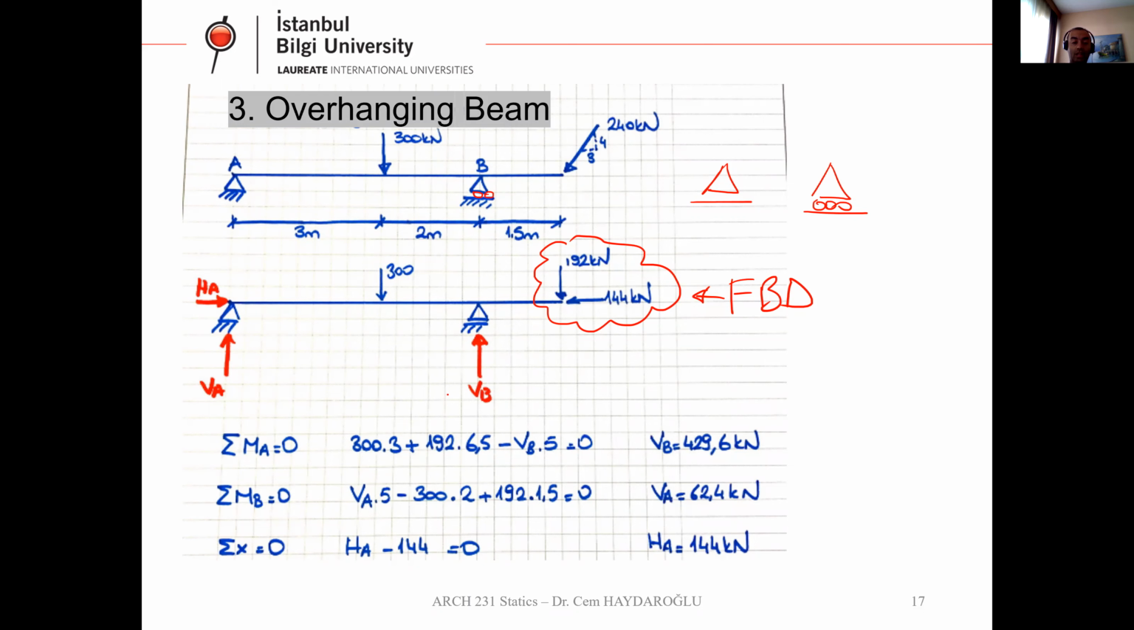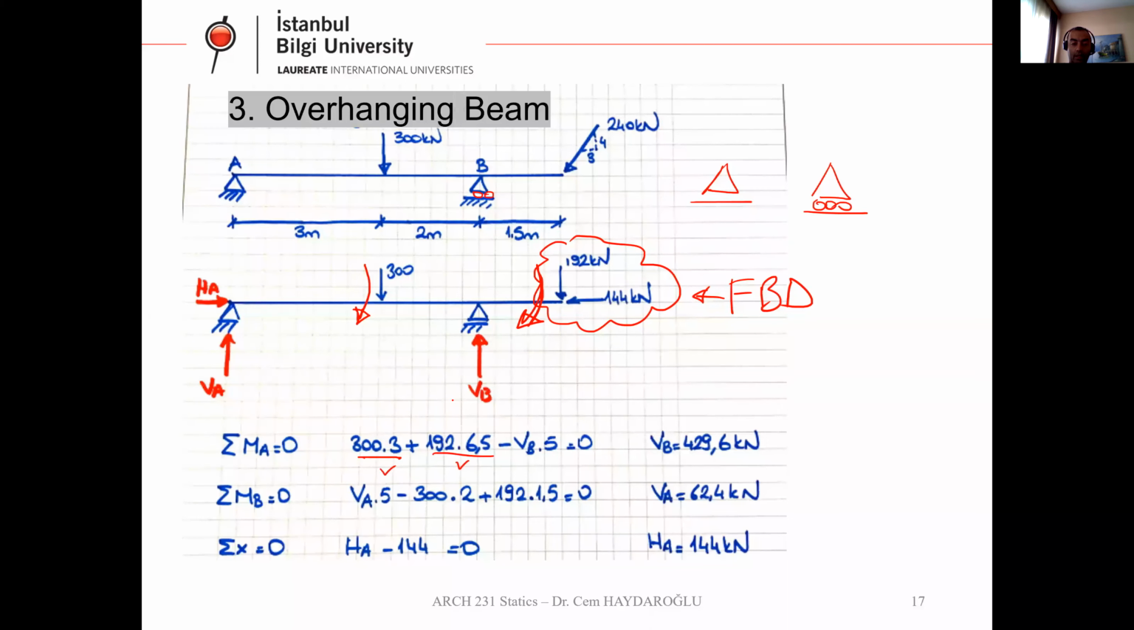Let's write the total MA. That means total moment at point A. Here we can write this force 300 rotates the system in this direction. So moment is 300 times 3. And here I have 192, which is vertical, turns the system in the same direction, and the total distance to the point A is 6.5.